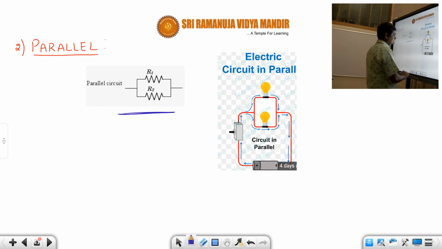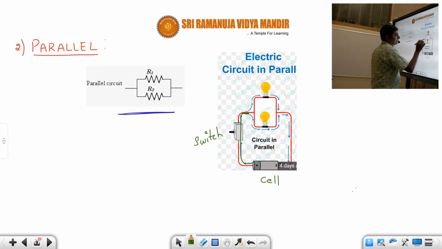Okay, once you understand this diagram, it's very easy. So here you can see, students, there are two bulbs connected in parallel to the cell and then the switch. This is called the cell, this is called the switch. The moment you switch on, the current will start flowing like this, students. The current will flow like this, like this.